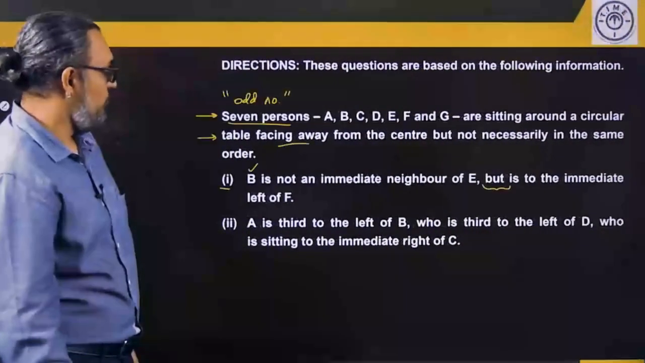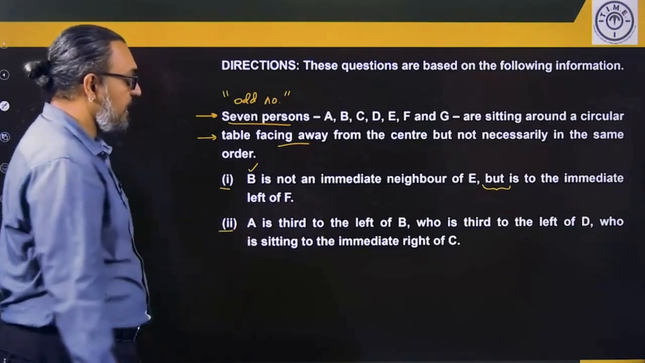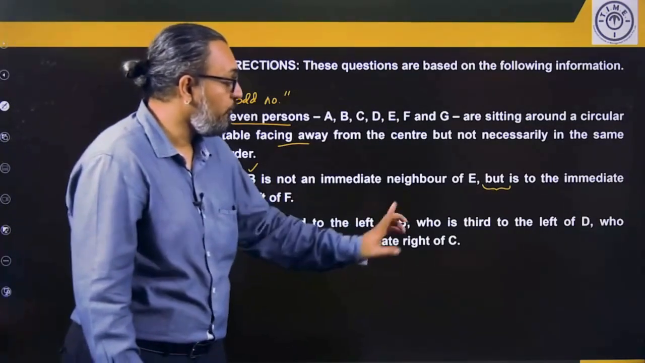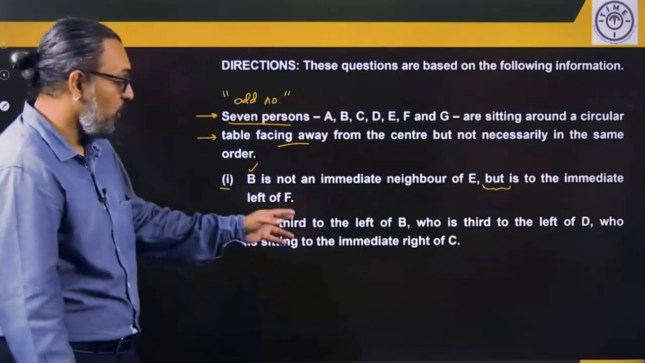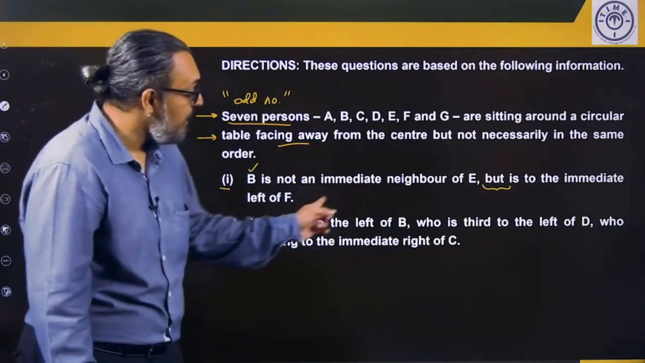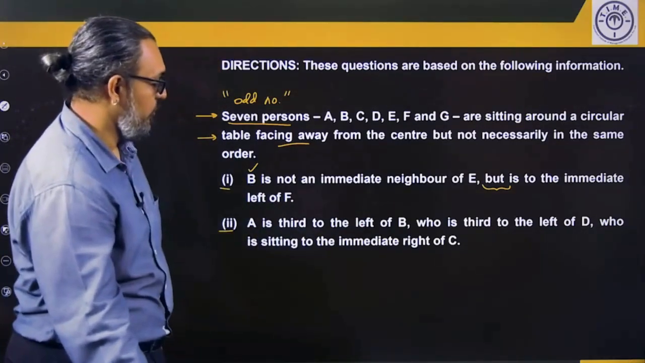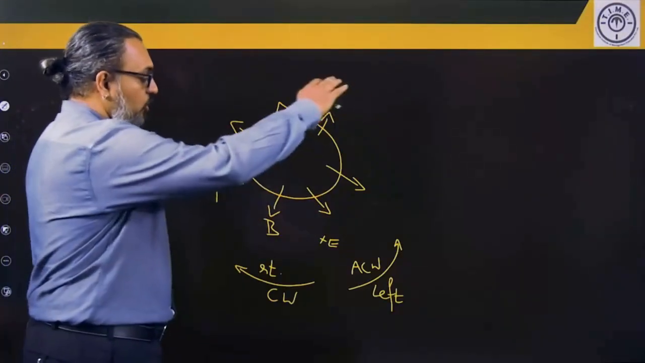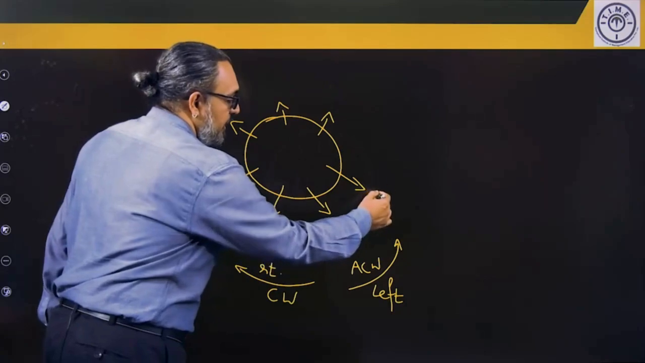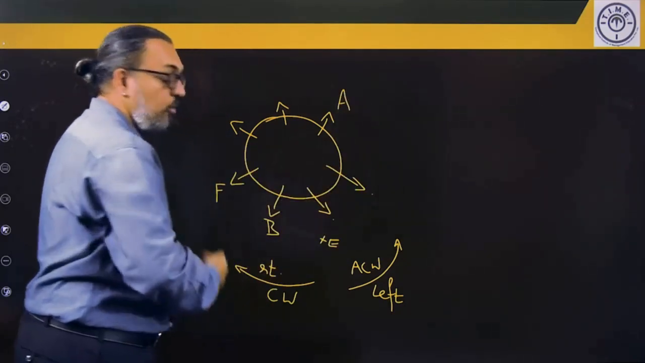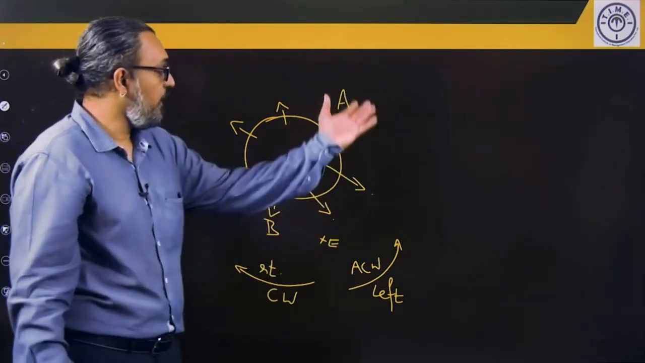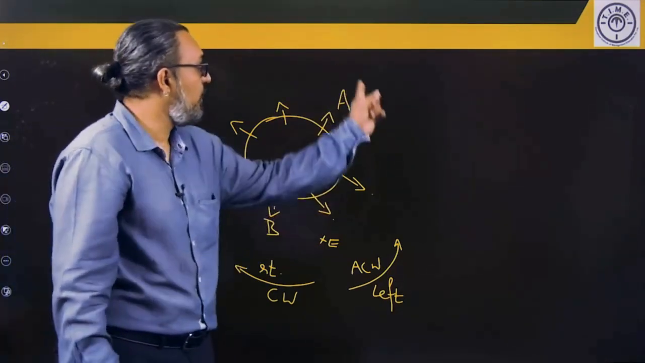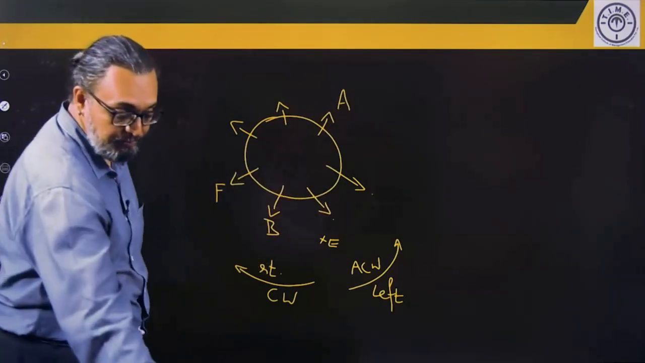Then what else do we have? Condition 2 says A is third to the left of B. Because I have B, let me fix that first. A is third to the left of B. B is facing away from the center, and left is anti-clockwise. So, we count first, second, third in the anti-clockwise direction. A is third to the left of B.